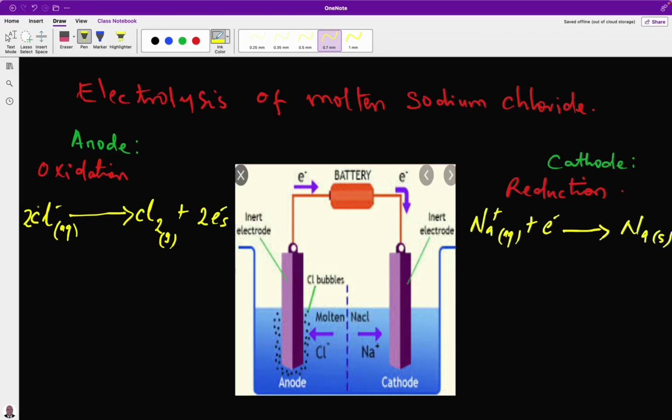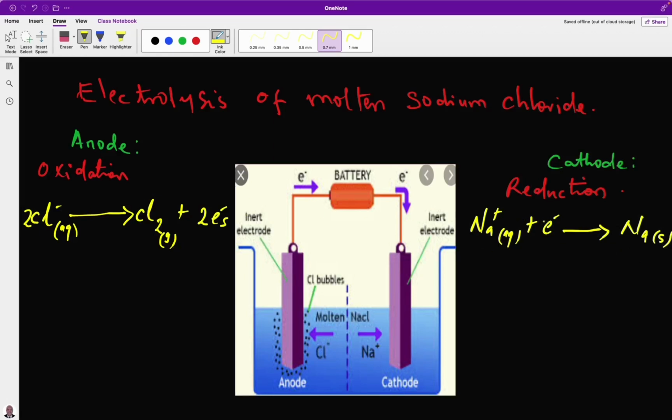Now here, chloride ion lost the electron to be released as the chlorine gas. From here, it is oxidized from the chloride ion to what? To the chlorine gas. That is from -1 to 0 in terms of oxidation number. Then this one is reduced from +1 to 0. Reduction and oxidation are taking place simultaneously.